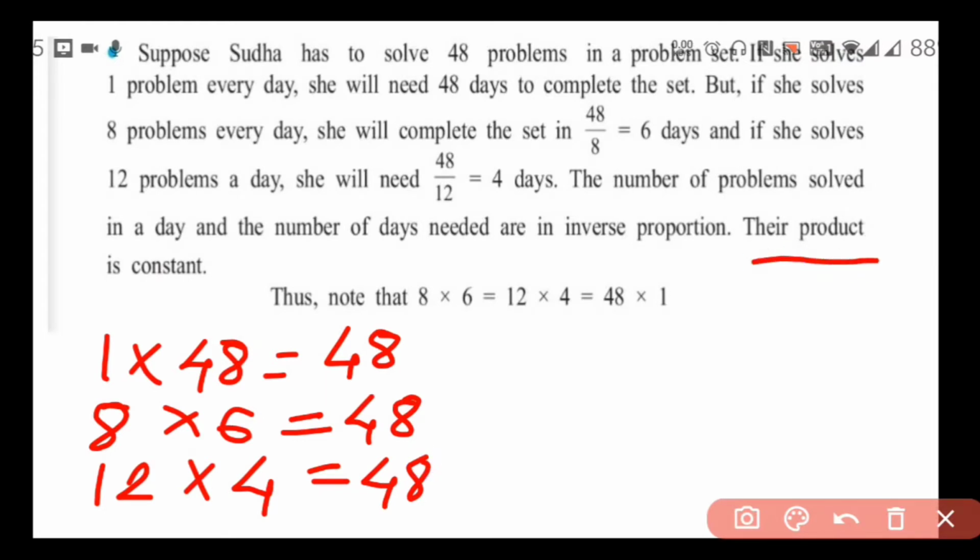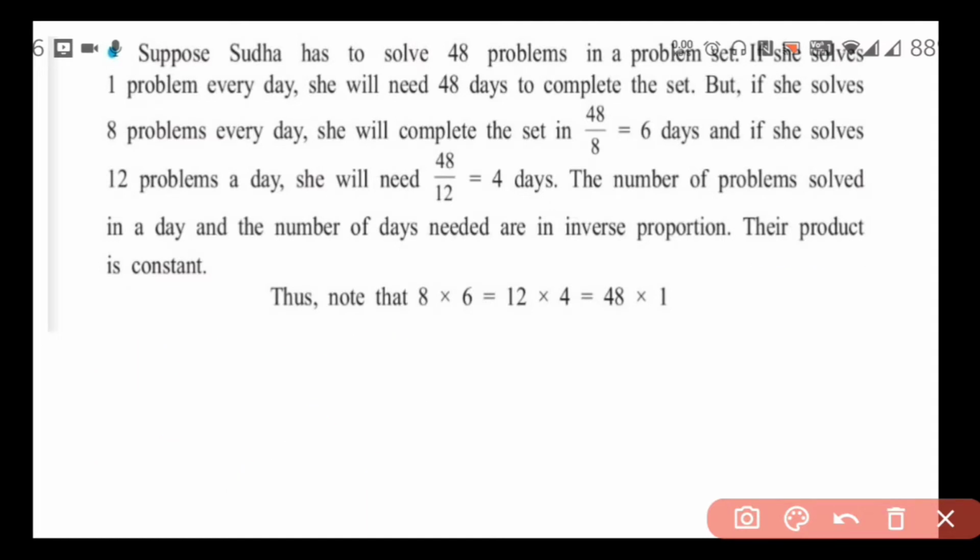Their product is constant. But when the first quantity is increasing, the second quantity is decreasing at the same time, such a type of proportion is known as inverse proportion. We can say that the quantities are of opposite nature. So such examples are of inverse proportion. Let us see one more example from the textbook.